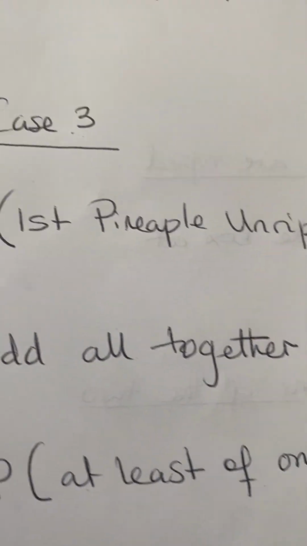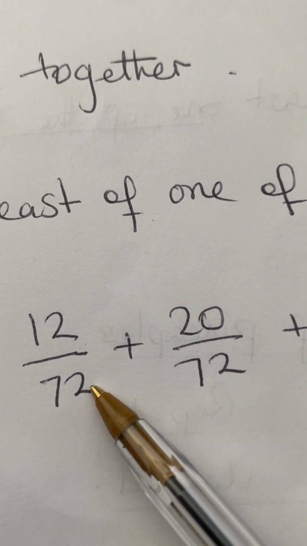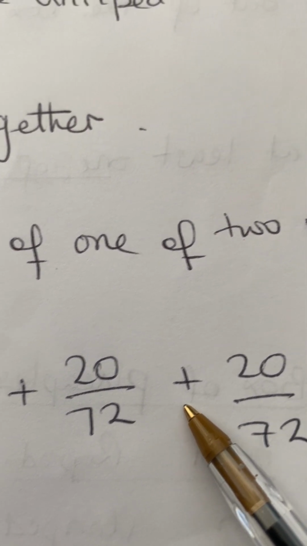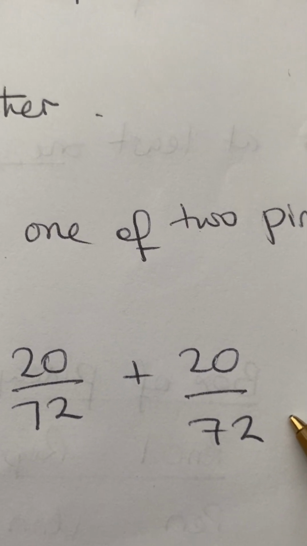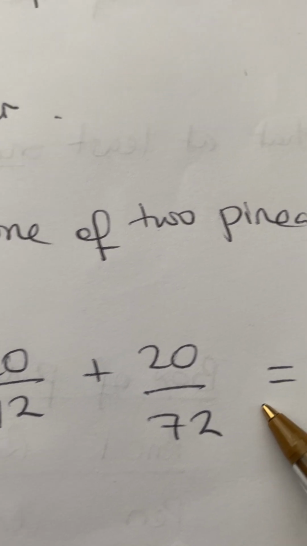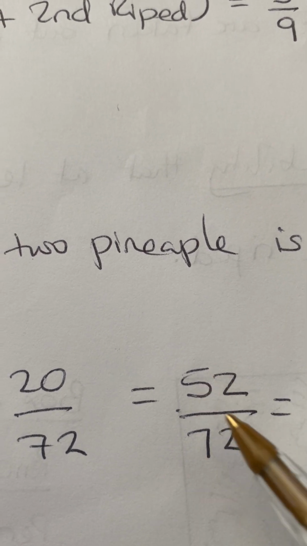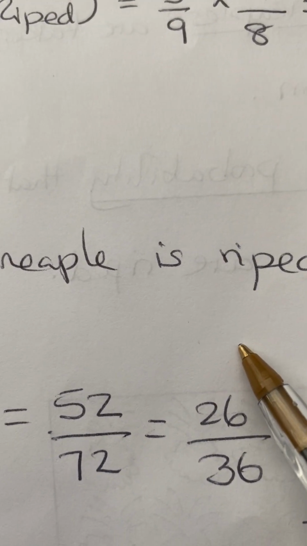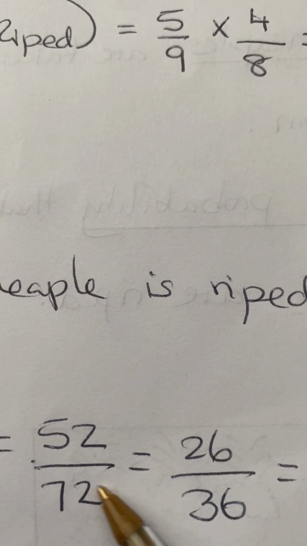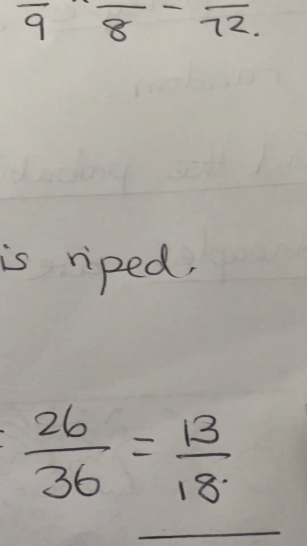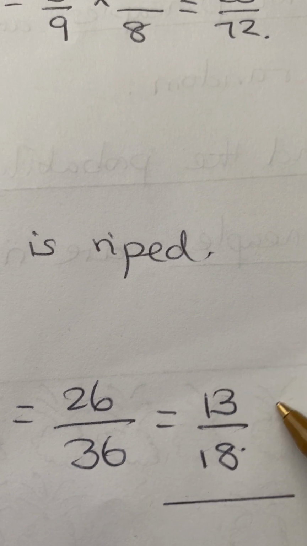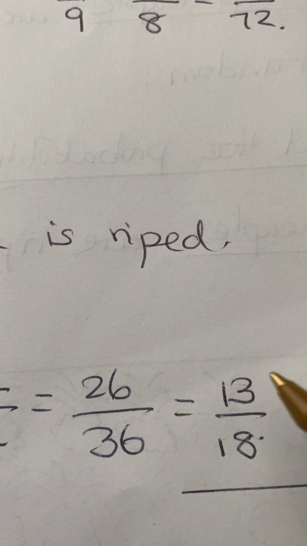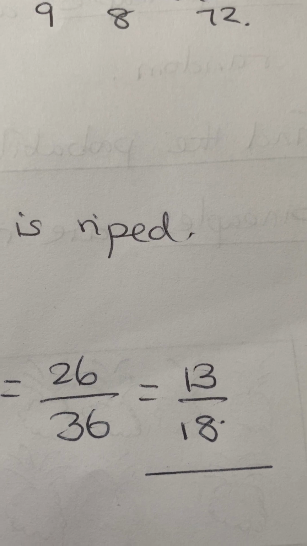So when you add the 3 together, you have 12/72 plus 20/72 plus another 20/72, which will give you 52/72. Half of 52 is 26. Half of 72 is 36. Half of 26 is 13. Half of 36 is 18. So your probability will be 13 out of 18.